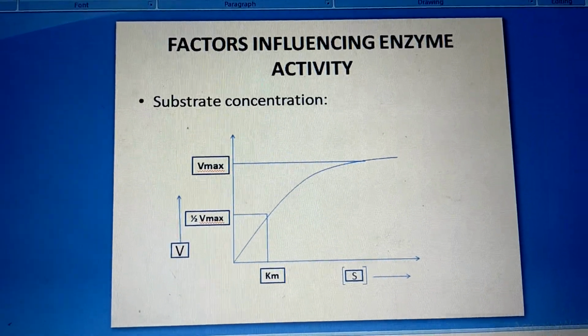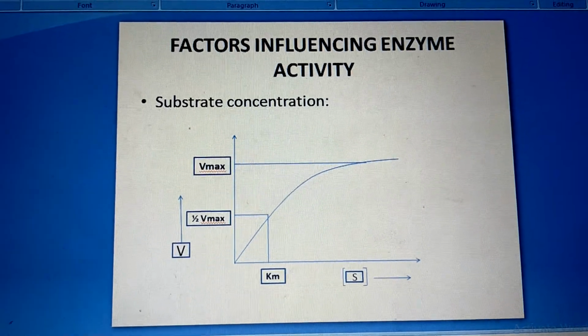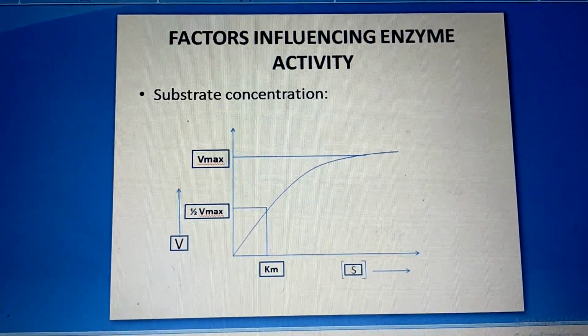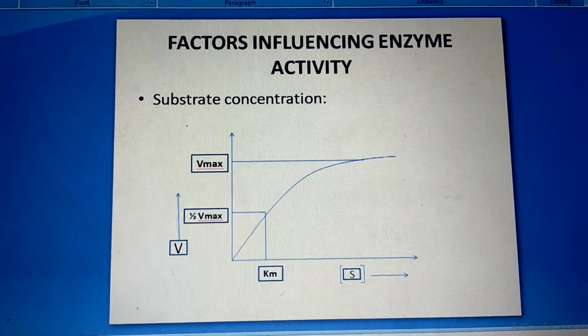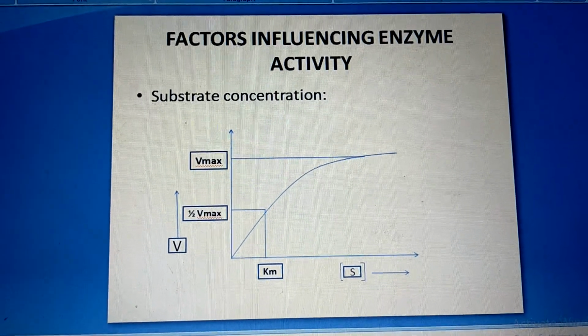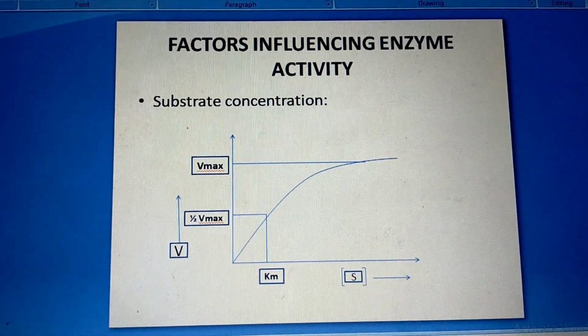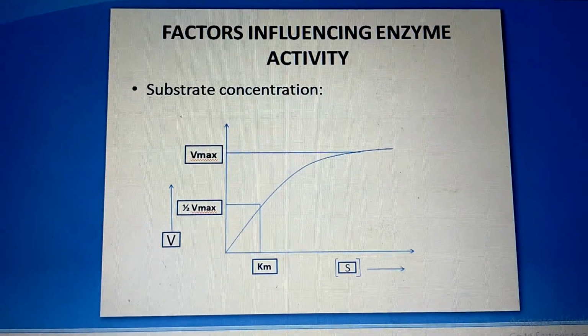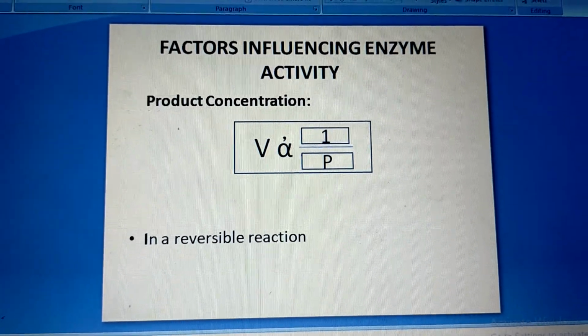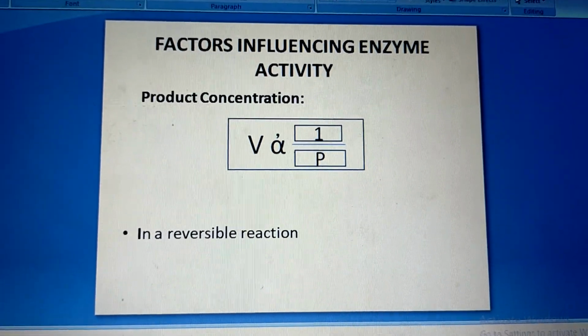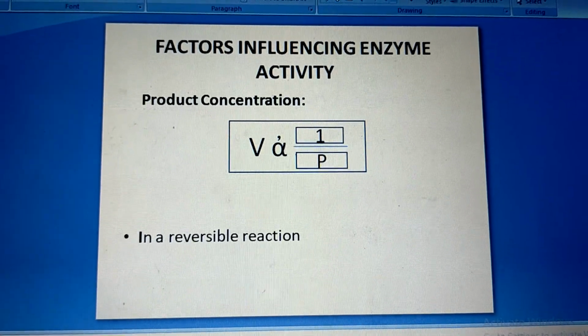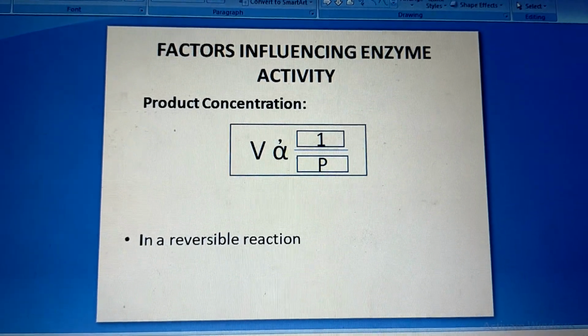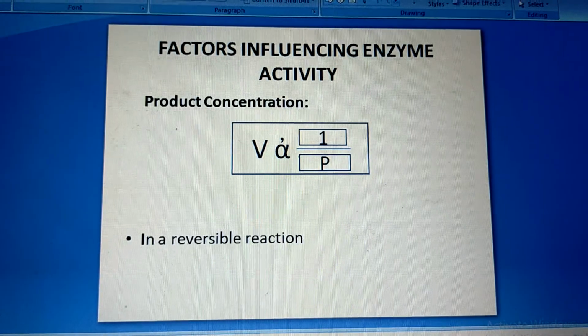Vmax of the reaction is achieved at less substrate concentration. Therefore, Km is very important for determining the affinity between enzyme and substrate. Now the next factor is product concentration. So velocity of the reaction is inversely proportional to product concentration.